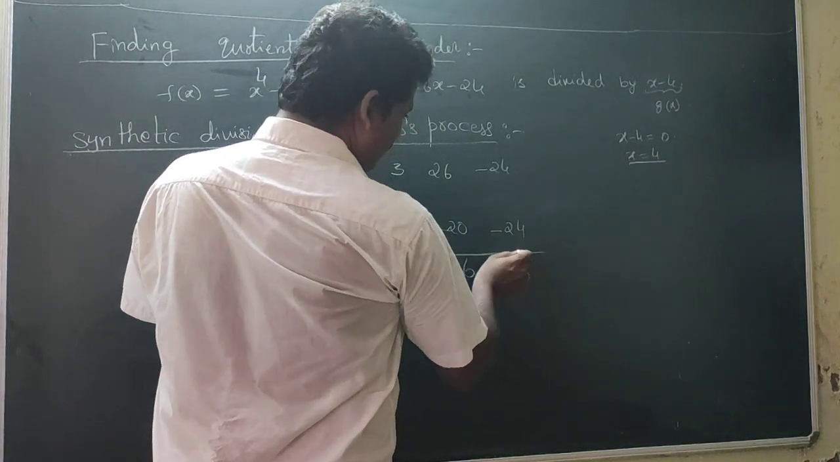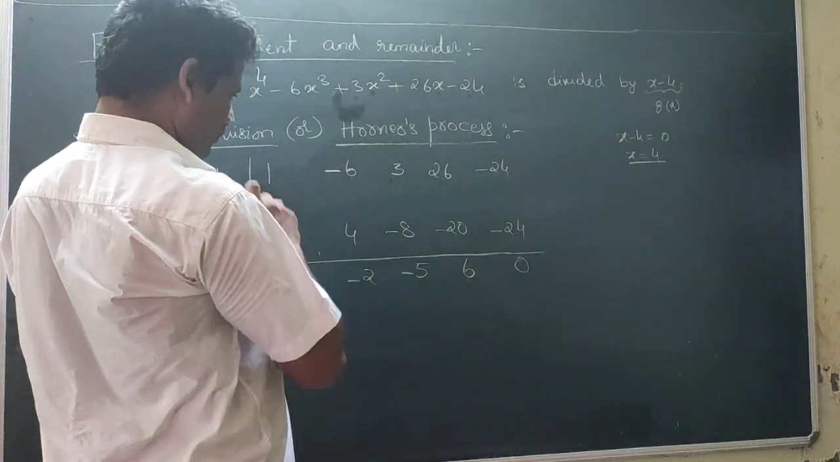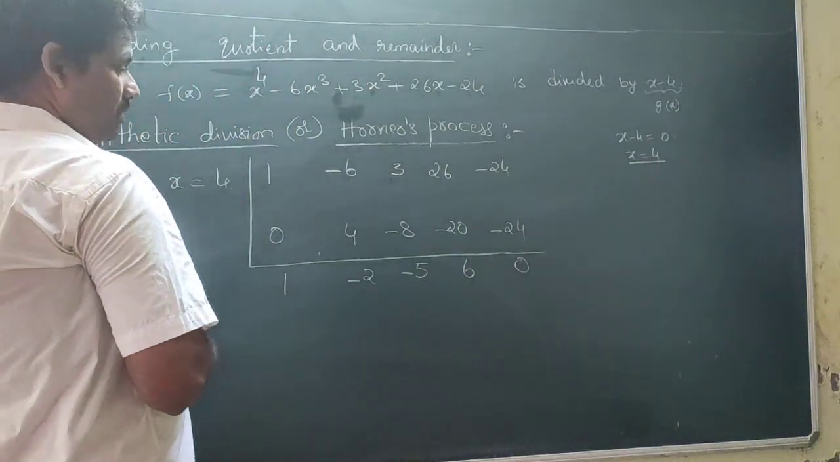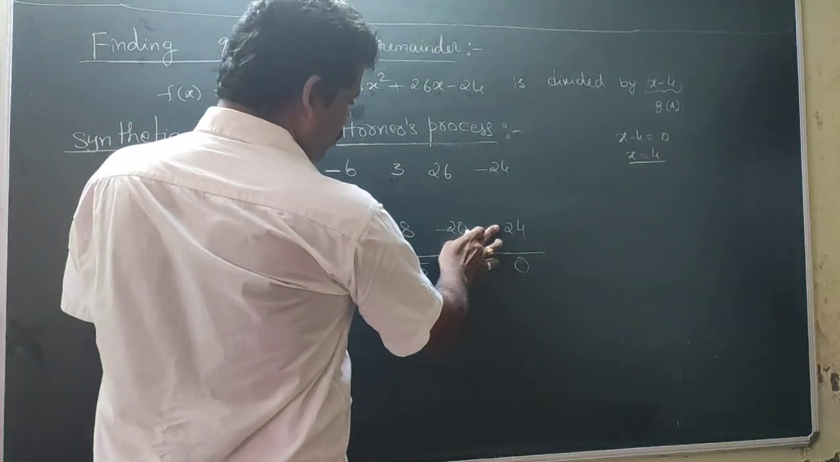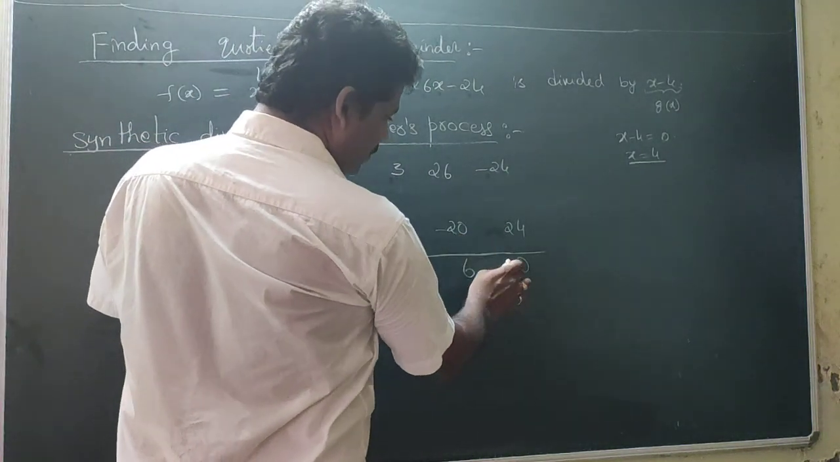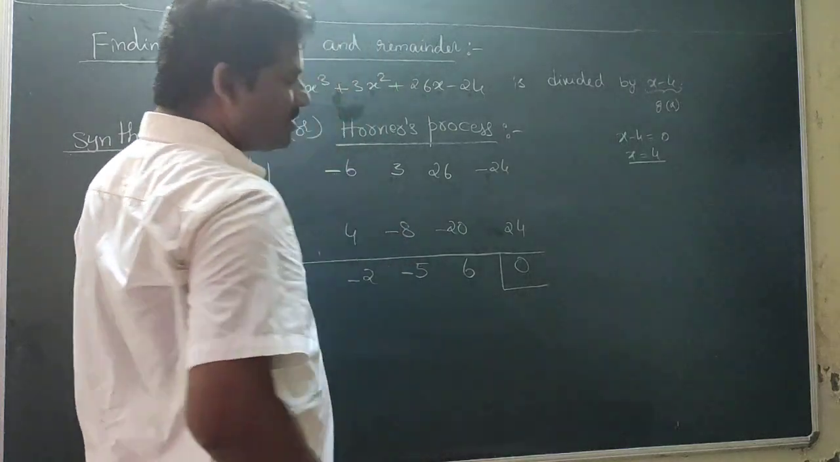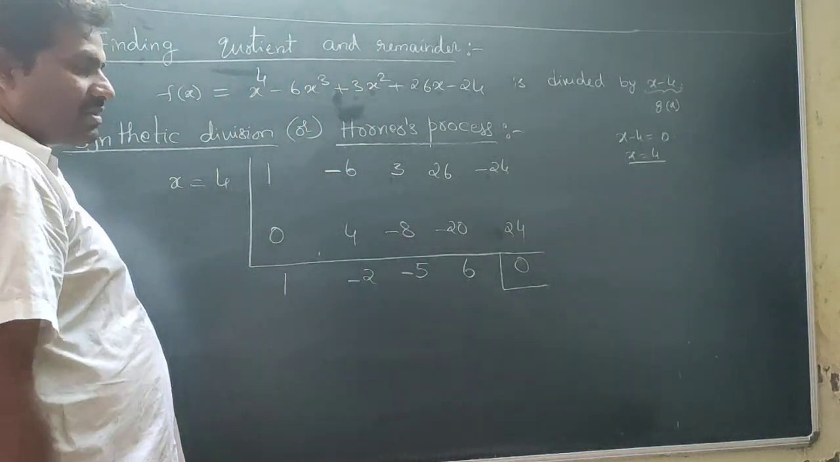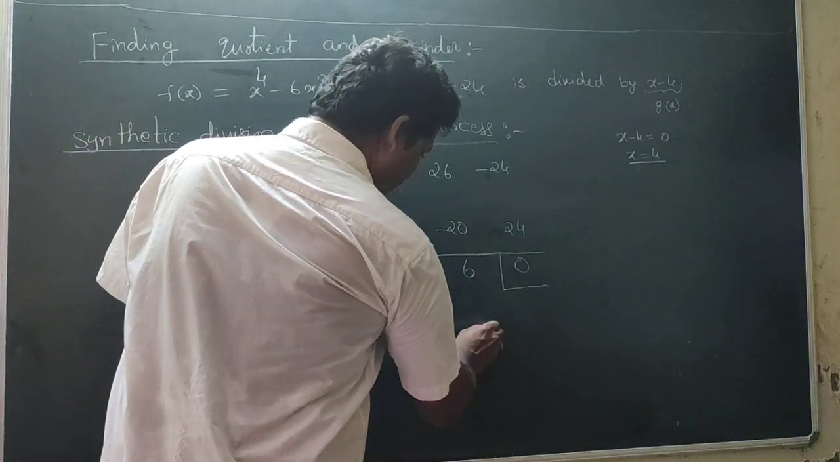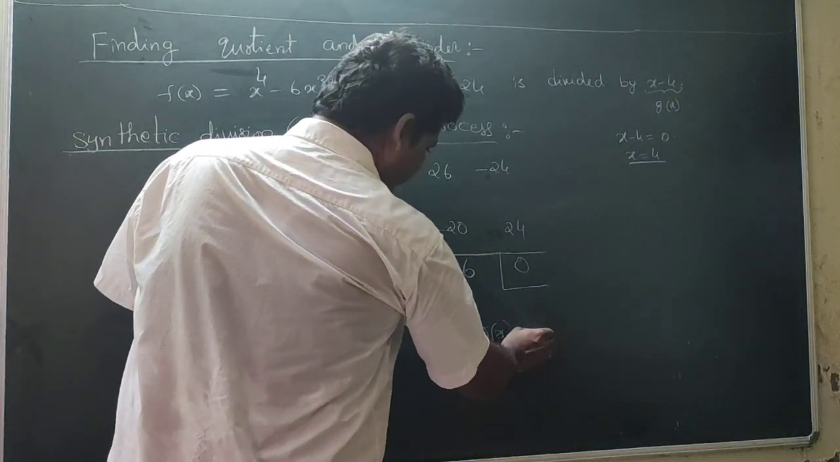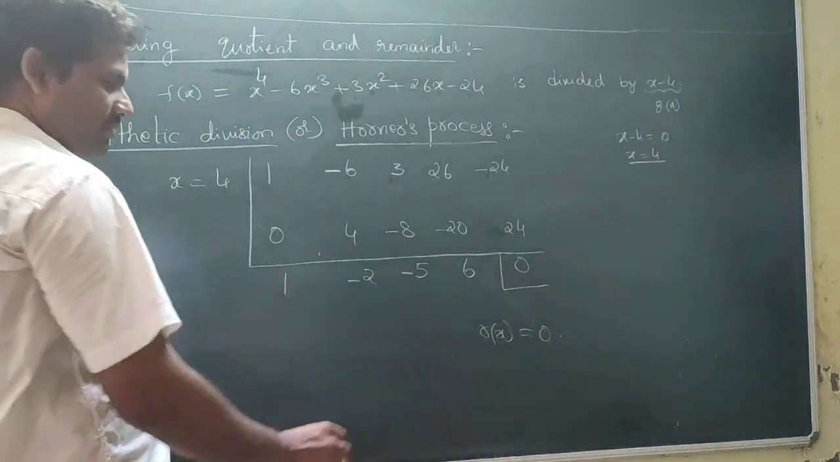This is the last one. Minus 24 plus 24, 0. The last one is the remainder. That is the 0, R of x. The remainder is 0.